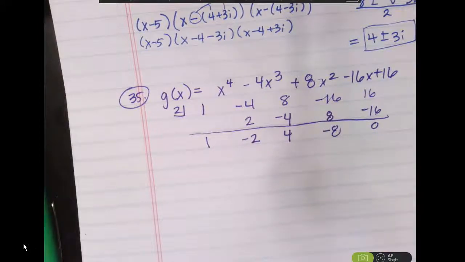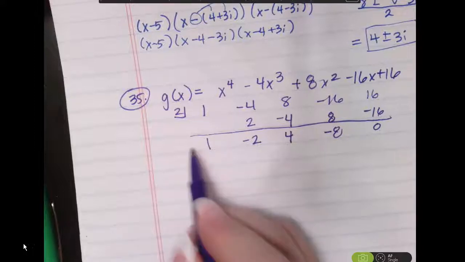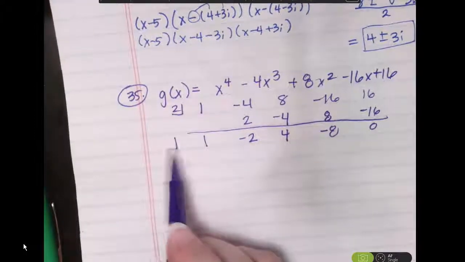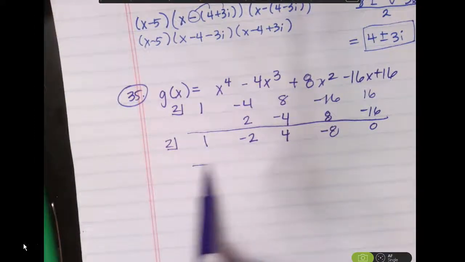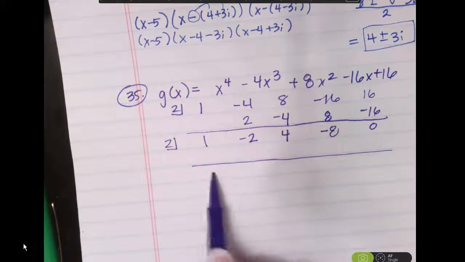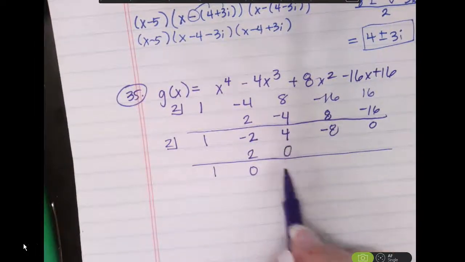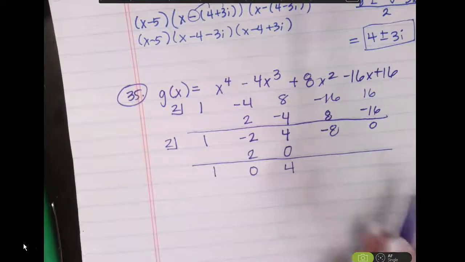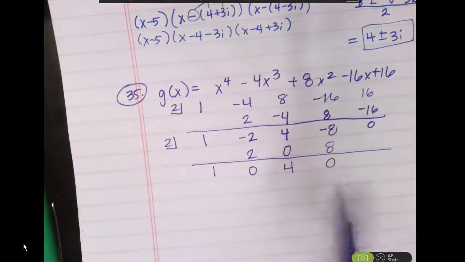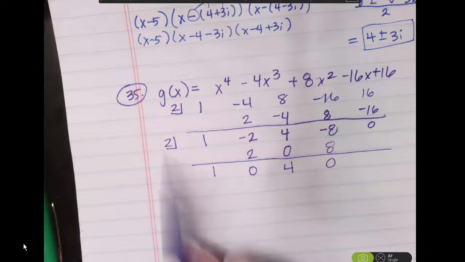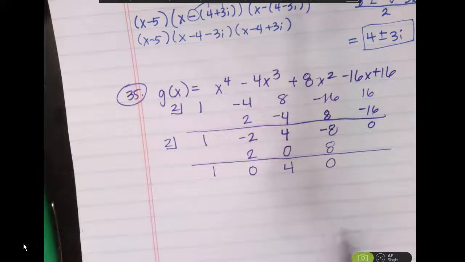So I got a 0 when I divided, so that means that 2 is a factor, or is a zero, and so we said it had a multiplicity of 2, so I'm going to go ahead and divide it in again. That way I can get my function down to where it's an x squared. So 1 times 2 is 2. I've got a 0, and a 0, and a 4, and an 8. Okay, so my 2 went in twice evenly. That means I was right about there being a multiplicity of 2.